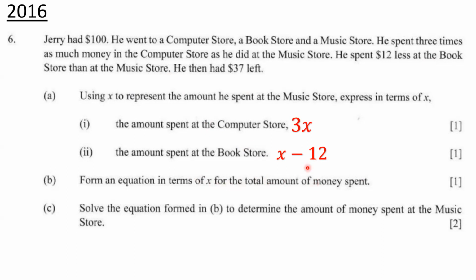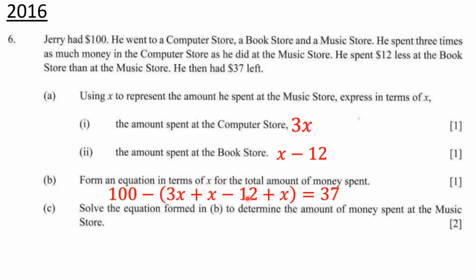Okay, well, we know that we just add the amount of money he spent. He spent 3x at the computer store. He spent x minus 12 at the bookstore. And at the music store, he spent x dollars. So let's write that down. Again, he spent 3x dollars at the computer store, x minus $12 at the bookstore, and x dollars at the music store. So this is what he spent.